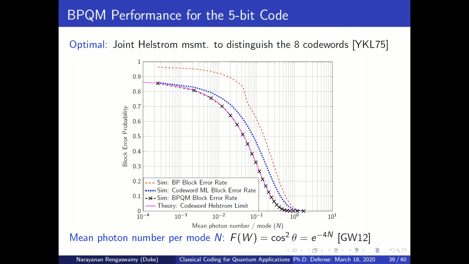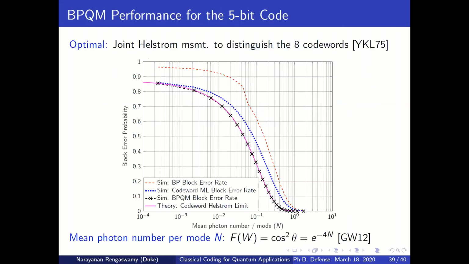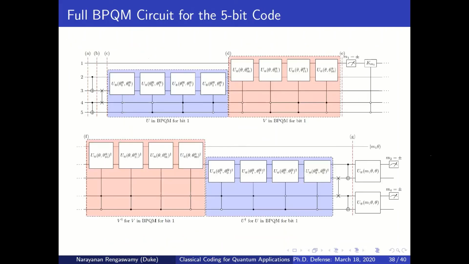The overall takeaway, to summarize this part of the talk, is that BP does local inference over locally induced channels, and it's locally optimal. Using that, we saw a quantum algorithm that passes qubits as messages on the factor graph, and we have shown it's quantum optimal for the 5-bit code. So what does it mean practically? If we can design a small quantum computer that can process photons for these laser communications, it only has to operate on 5 qubits, and you only have to build this specific circuit. It doesn't have to be a general purpose quantum computer.